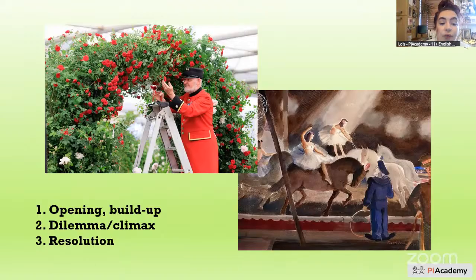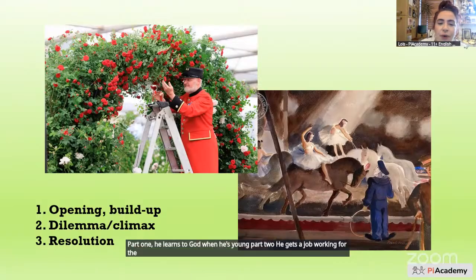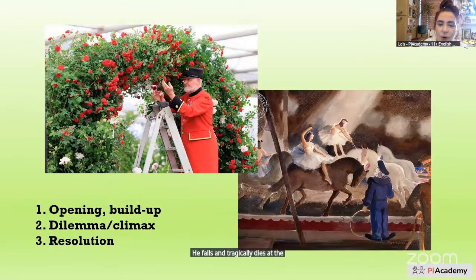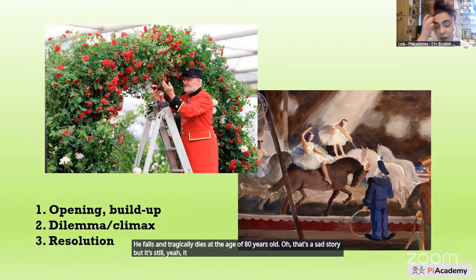Okay, Torrin has done one for the first picture. Part one, he learns to garden when he's young. Part two, he gets a job working for the royal family, pruning their roses up a ladder. And then part three, oh dear, he falls and tragically dies at the age of 80 years old. Oh, that's a sad story, but it still uses the picture pretty well, actually. The life of a rose gardener. Okay, good.